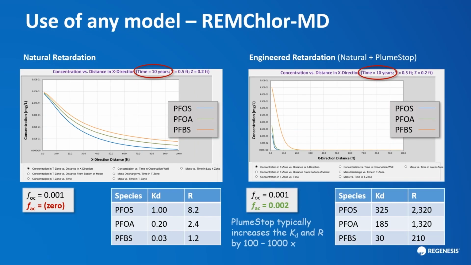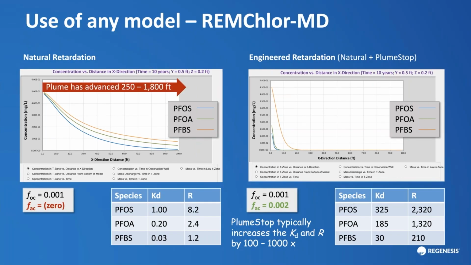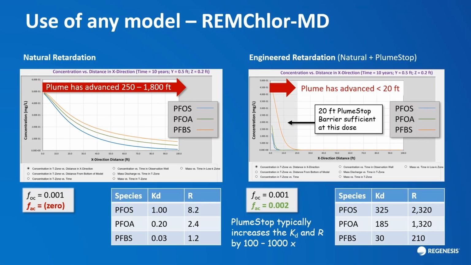Typically, we're going to be increasing them by 100 to 1,000 times. That's 2 to 3 orders of magnitude. And we can see in the image that the distance the plume has moved is very, very different. The plume has advanced maybe 250 to 1,800 feet under the natural setting, whereas with this PlumeStop addition, it's advanced less than 20 feet, in fact, less than about 5 feet for PFOA and PFOS.